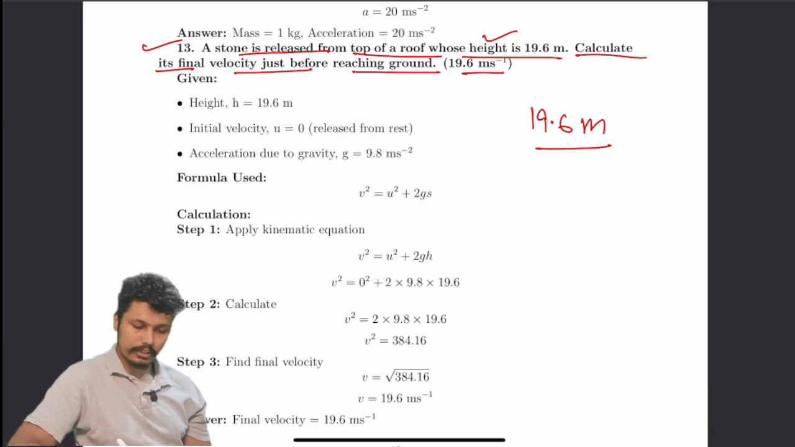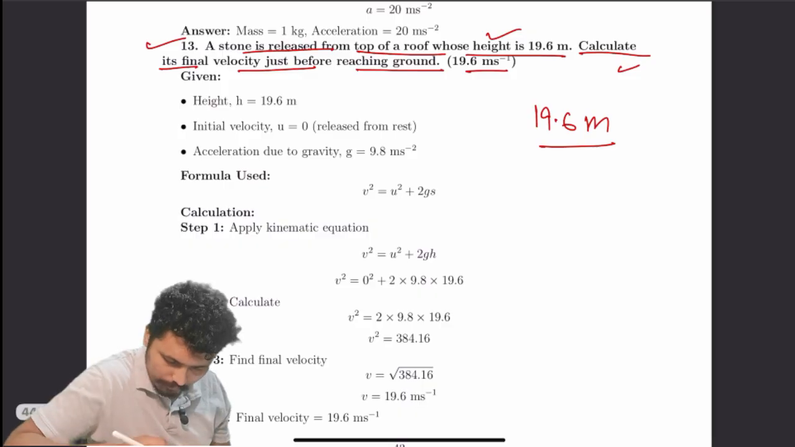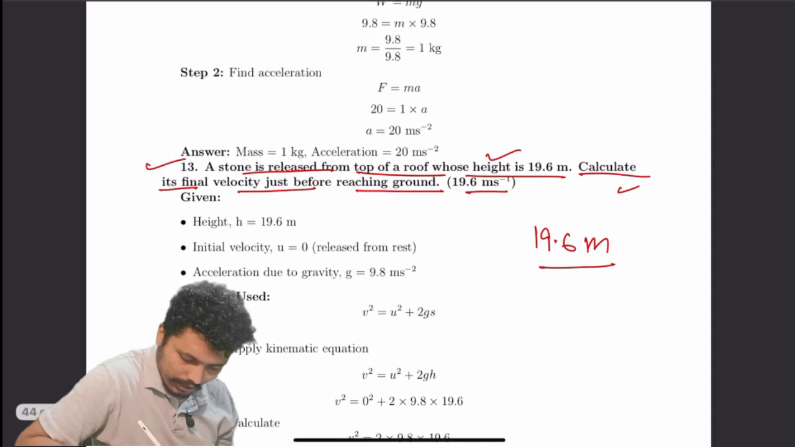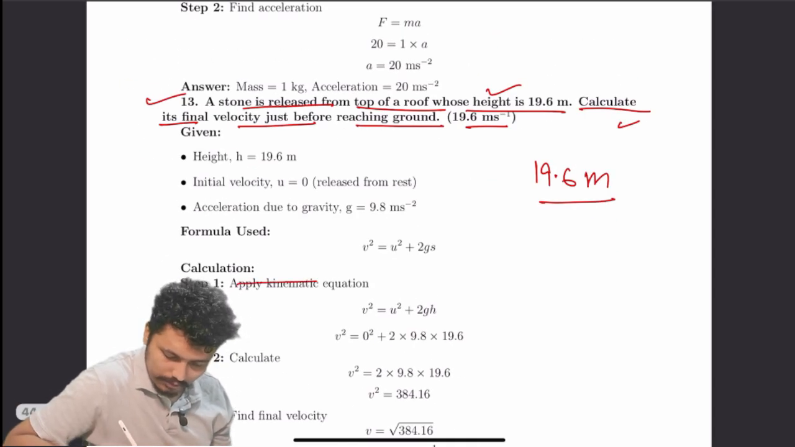Height is 19.6. Calculate the final velocity. I think I've calculated this. How can I calculate? Height is there. A kinematic equation. I don't know why I am writing like class 11.